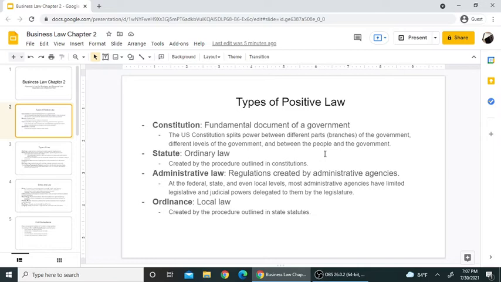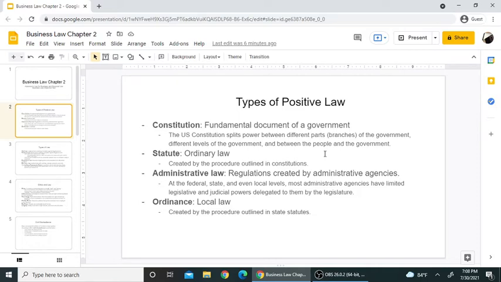So really, statutes are made under the authority of the Constitution, because the Constitution describes how the statute should be made. For example, at the federal level, the U.S. Congress has the power to make statutes, not just because it exists. It has that power because it's described in the Constitution.